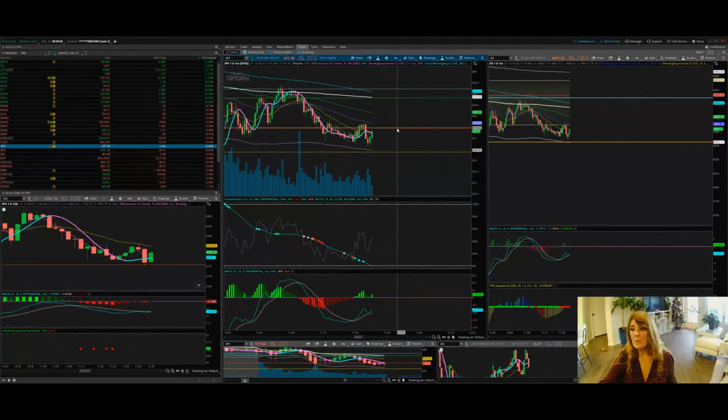Is there a call trade here? Not for me. We're not over this area of interest. We're in a descending pattern. We've got moving averages coming down. No call trade for me. No put trade for me.